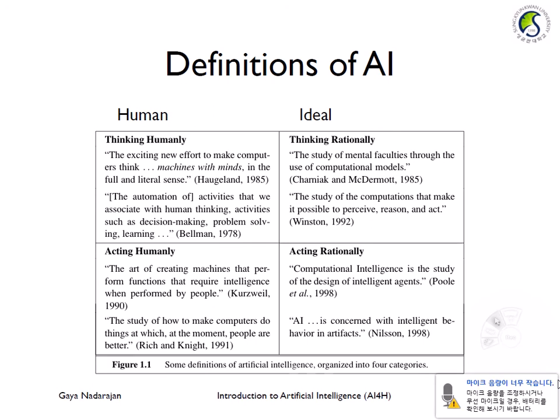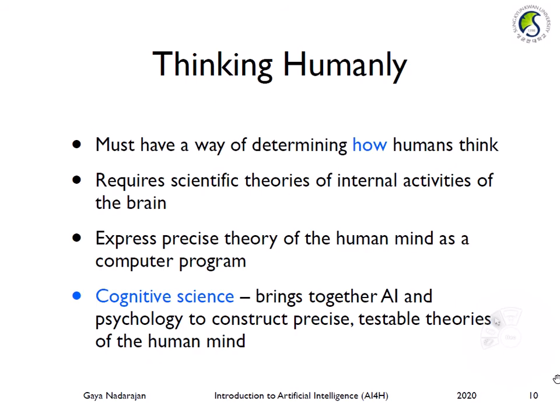Okay, we will cover rationality in more detail soon. So let's just look at each one of them. Thinking humanly. If we want the machine to think humanly, we have to know how humans think, and then we have to try and model the way that humans think.